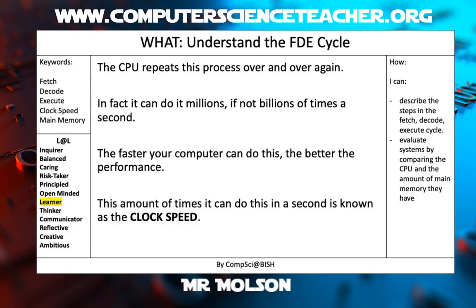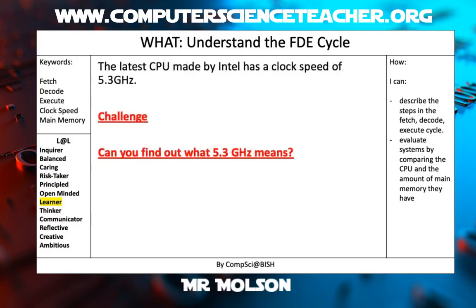Now the amount of times your computer can do that in a second is known as the clock speed, and some of you might recognize the term clock speed, because when you buy a CPU, the performance of a CPU is measured by its clock speed. I did a little bit of research and found out that the latest CPU, the i9 from Intel, has a clock speed of 5.3 gigahertz.